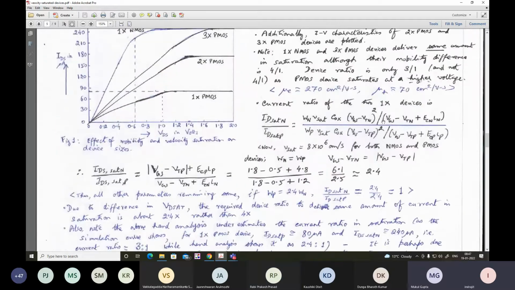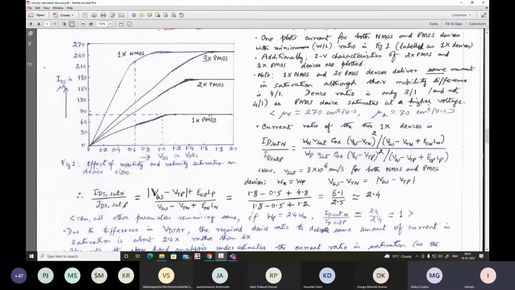Yes, Ravi. So, let me once again show it. Suppose you are building an inverter with NMOS as the pull down device and PMOS as the pull up device. Here we see that if you take the pull up device to be 1x PMOS and the pull down device to be 1x NMOS, then the current differs by a factor of 3. And suppose it is driving a capacitive load of say 1 femtofarad or so, just for the sake of argument.